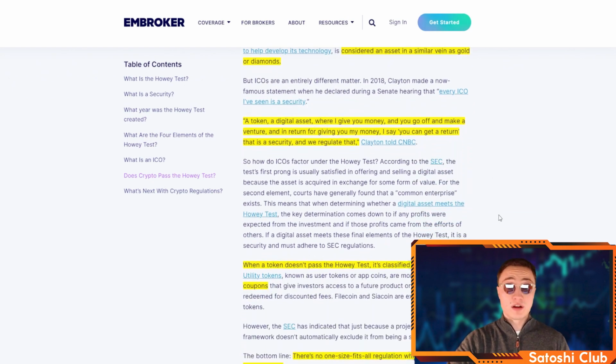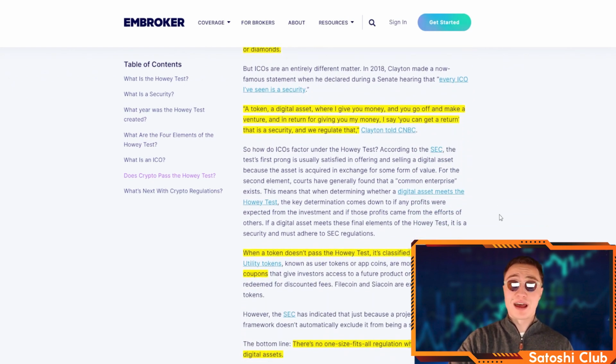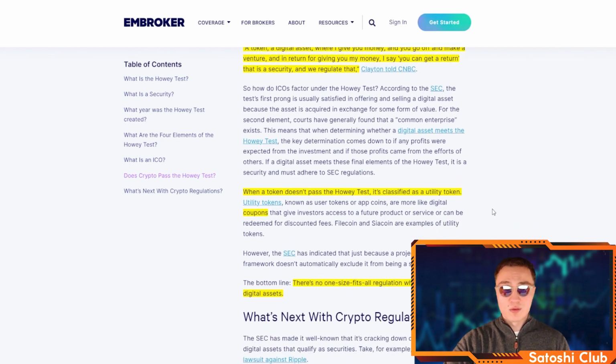But on the other hand, ICOs are a completely different matter, right? A token or a digital asset where I give you money and you go off and make a venture, and in return for giving you my money, I say you can get a return. Well, that is a security, and we can regulate that, said Clayton as well back in 2018. When a token does not pass the Howey Test, it's classified as a utility token. That's basically like a coupon, and you can find examples of that at Filecoin and SiaCoin.